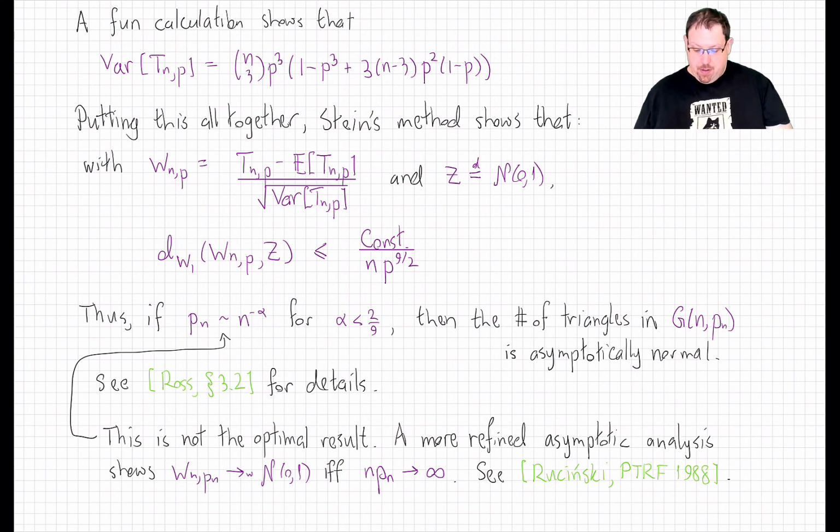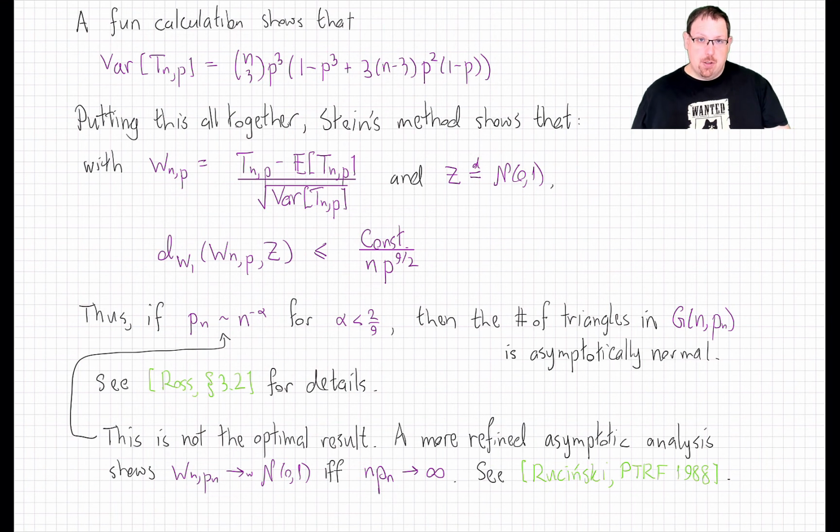In fact, using a more refined asymptotic analysis of these dependency graphs, one can show that you get convergence here if and only if p_n shrinks faster than 1 over n. If p_n shrinks exactly like 1 over n, which is a common regime that is studied, you will not get an asymptotically normal distribution for the number of triangles. If you're interested in these problems, then you may consider going on to a graduate course in probabilistic combinatorics.